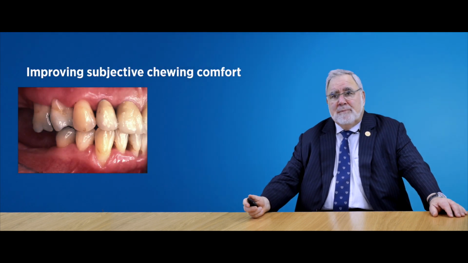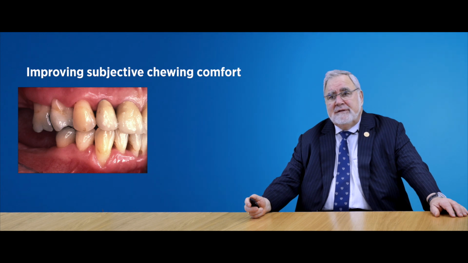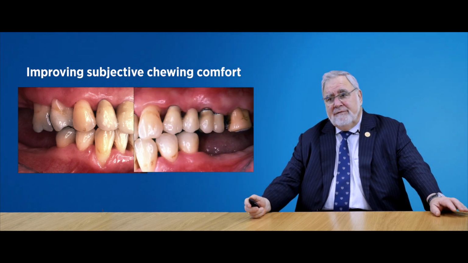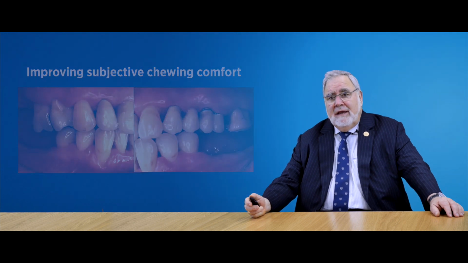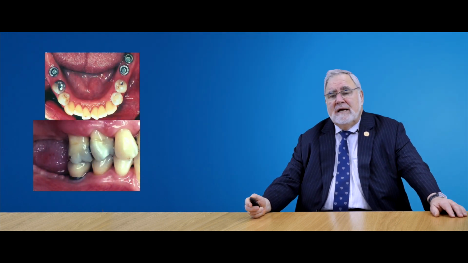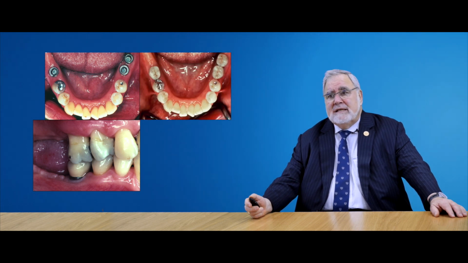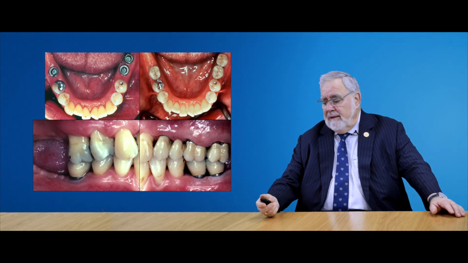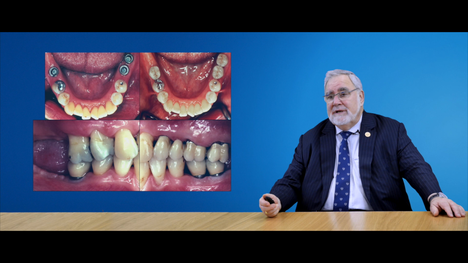Now, improving subjective chewing comfort or chewing function is shown as an example in this clinical slide. You see there is this molar that doesn't have an antagonist, and on this side there are even 2 molars that have no antagonist. So needless to say, the chewing capacity goes only to the second premolar. If we now add 1 implant on one side and 2 implants on the other side, we substantially increase the chewing comfort of this patient. And therefore, we use implants to improve chewing function.